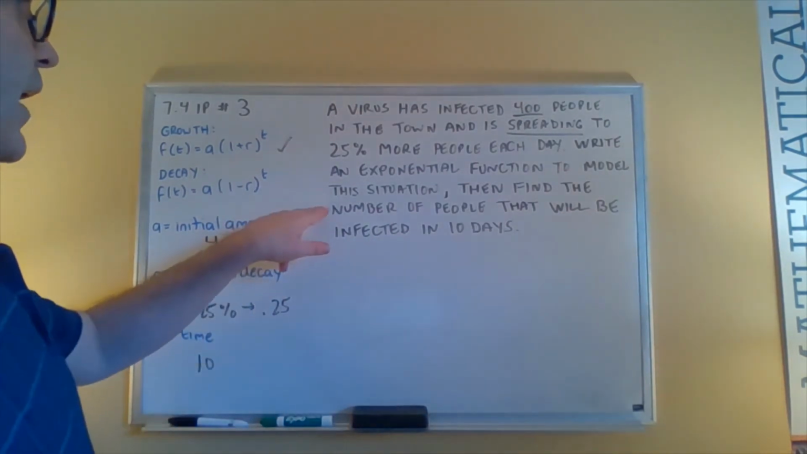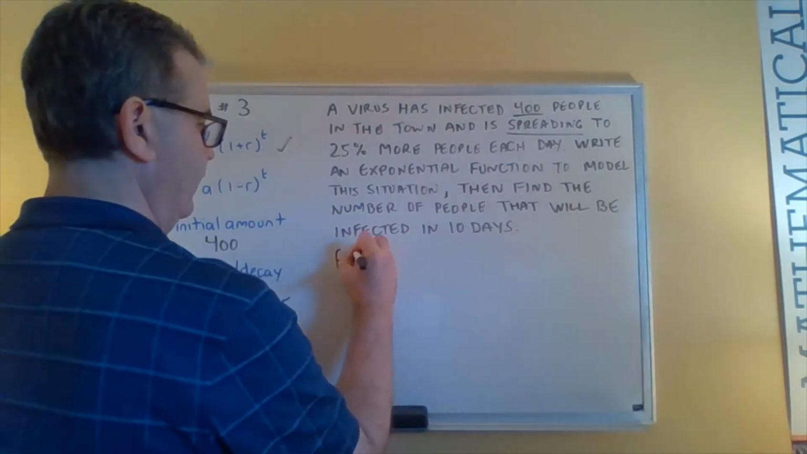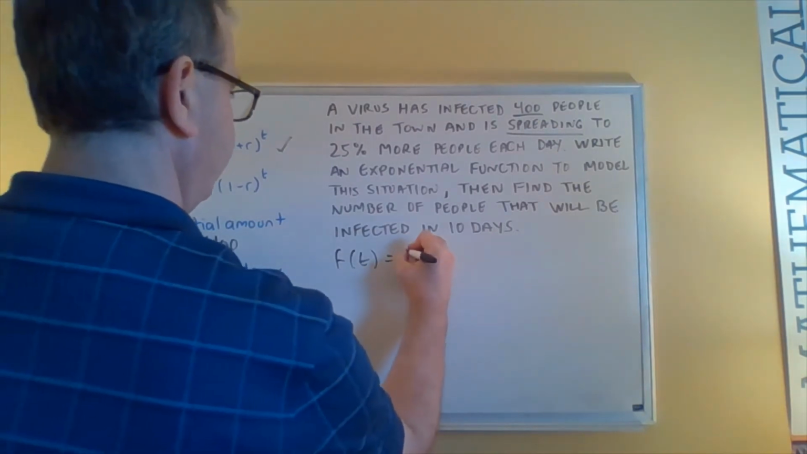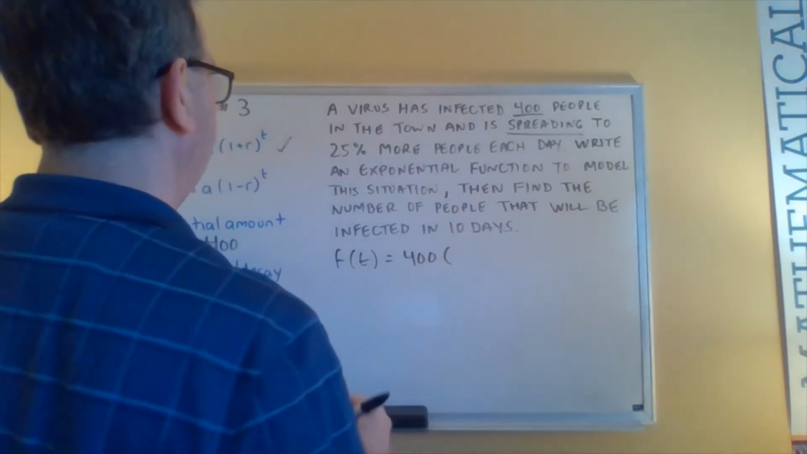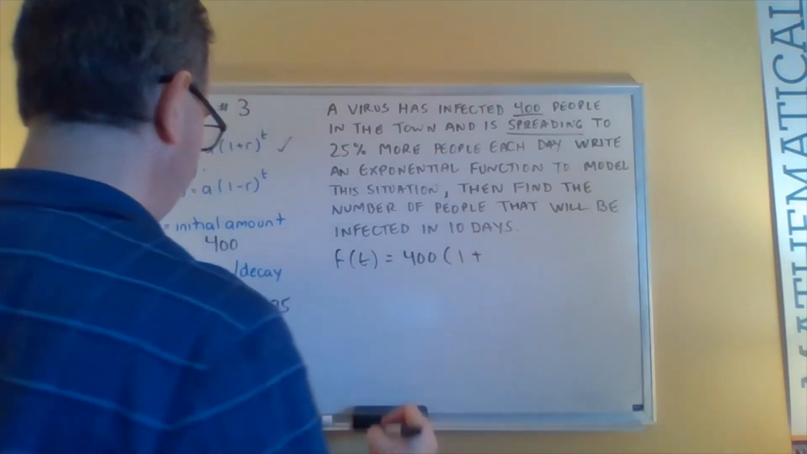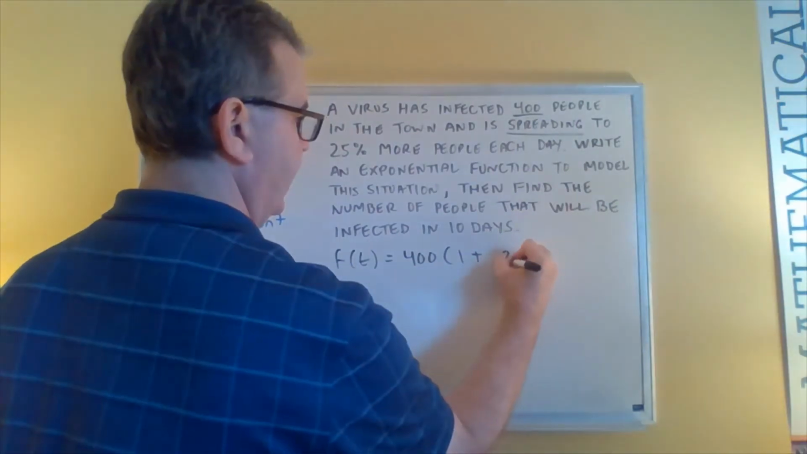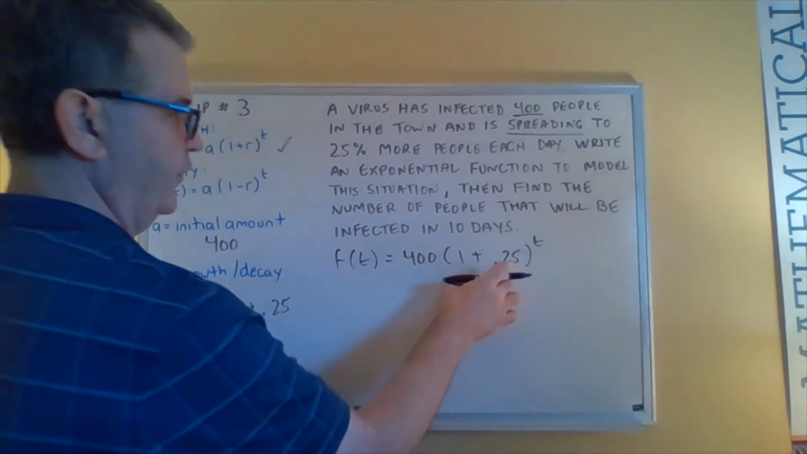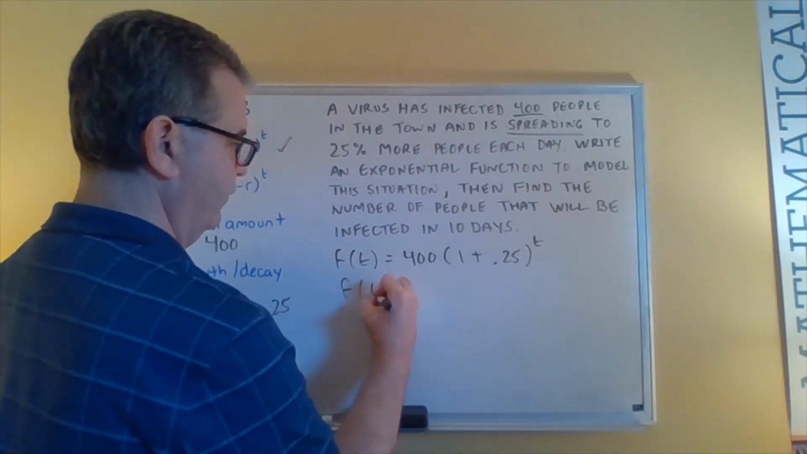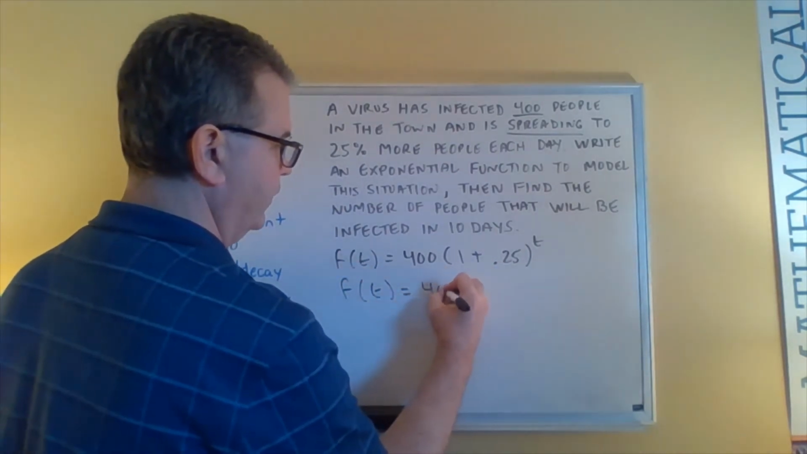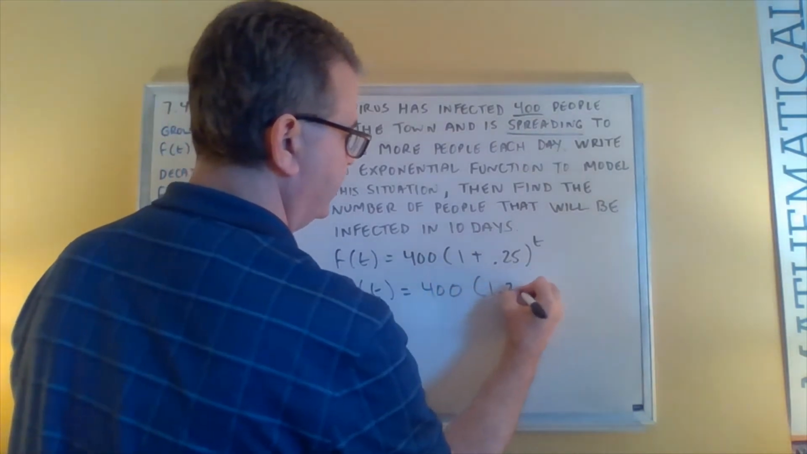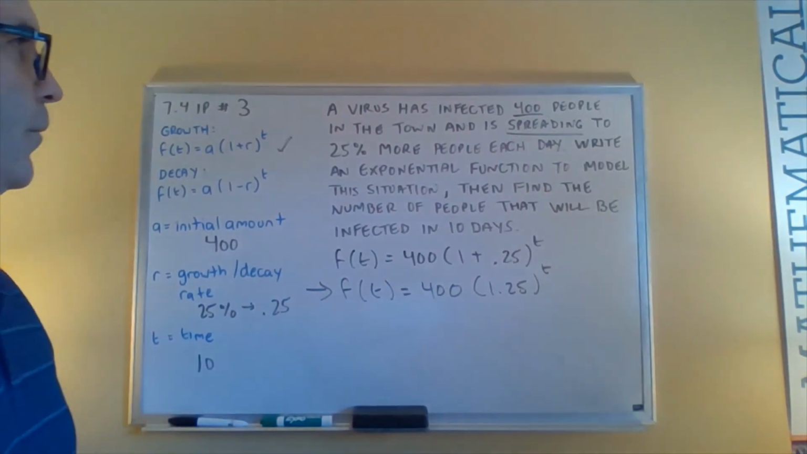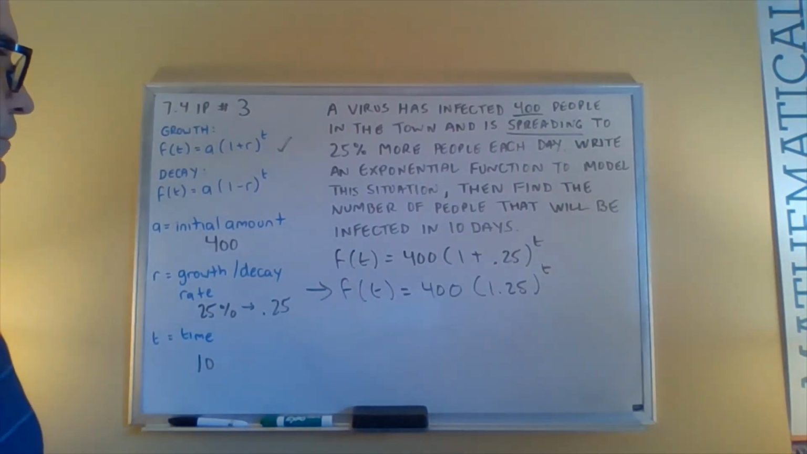All right, let's write that model function. So that's going to be f of t equals A, our initial amount, which is 400, times 1 plus R. Our R is 0.25, and we're going to raise that to the t power. So let's clean that up a little bit. We get f of t equals 400 times 1.25 to the t power. So right there is our model exponential function.